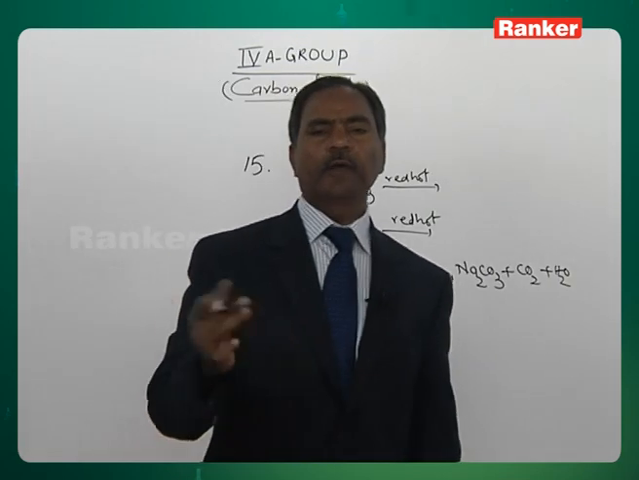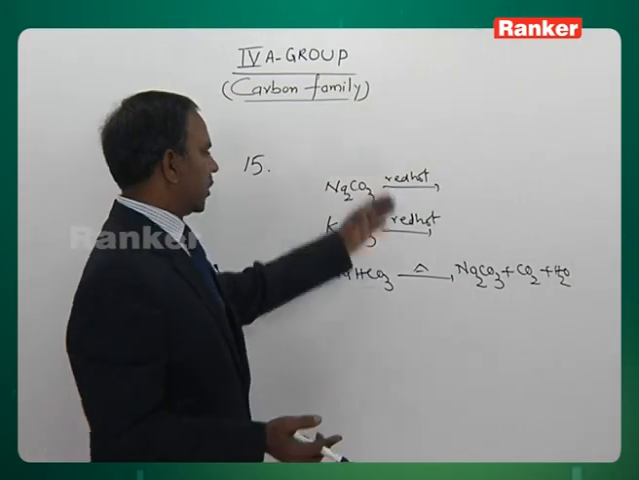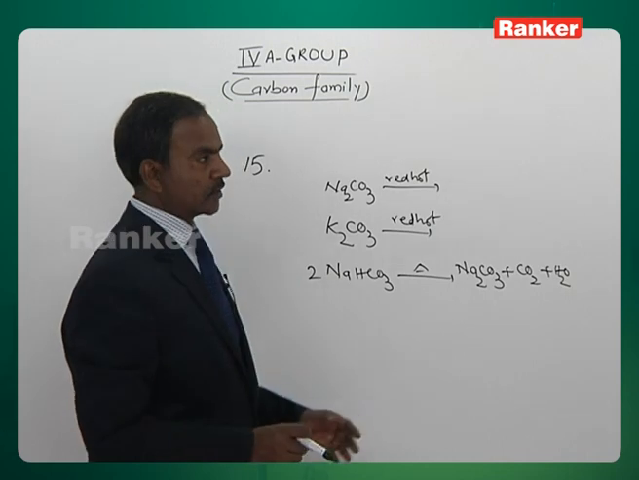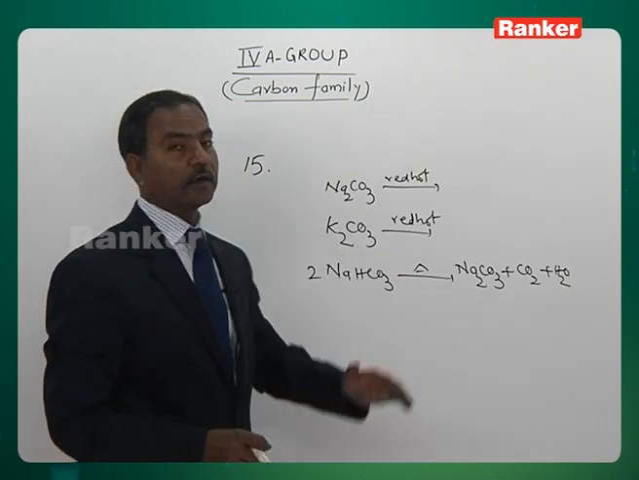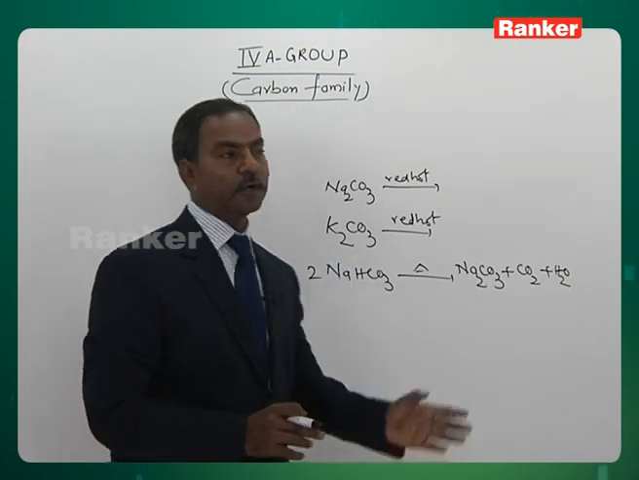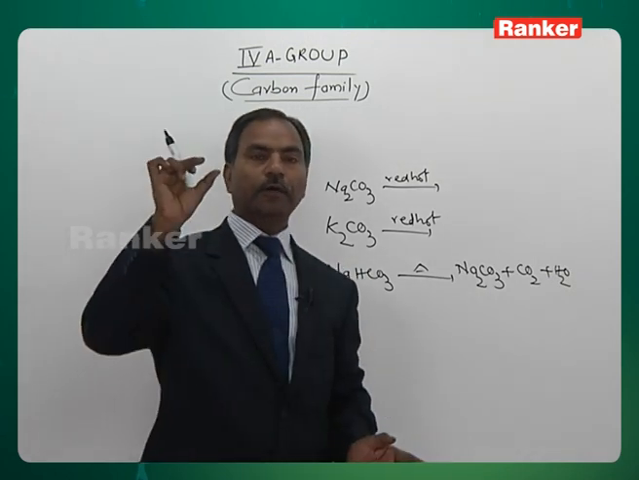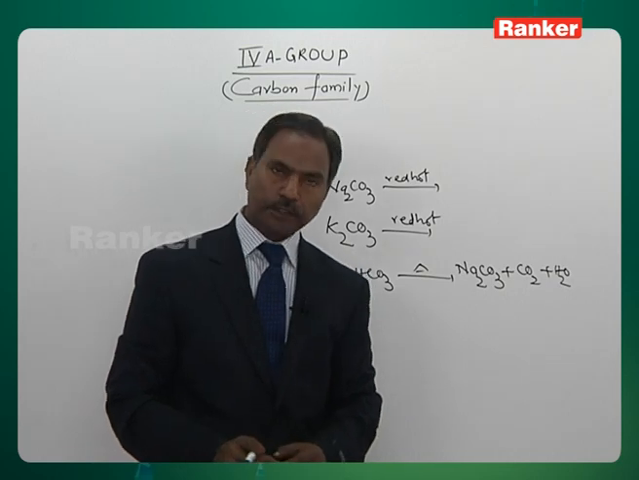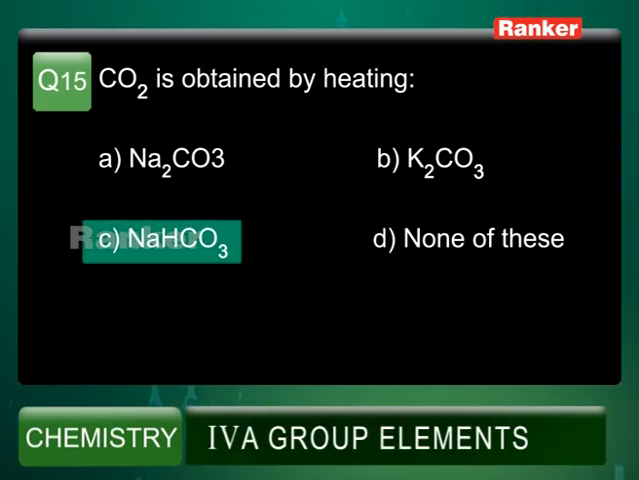So these all produce carbon dioxide on heating, we agree, but the carbonates need red hot heating. Red hot heating means you have to go beyond 1000 degrees centigrade. Therefore, at normal temperature sodium bicarbonate easily decomposes, producing CO2. Therefore, question number 15, answer is C.